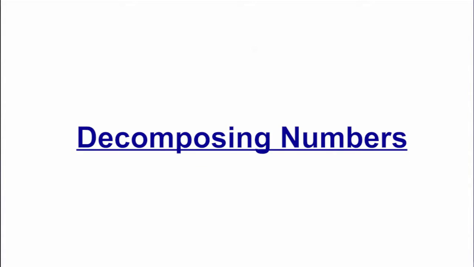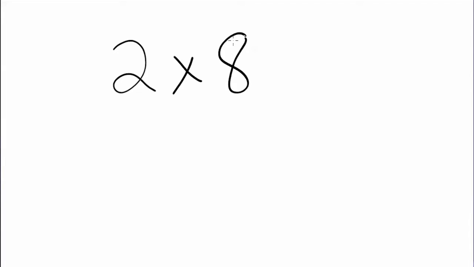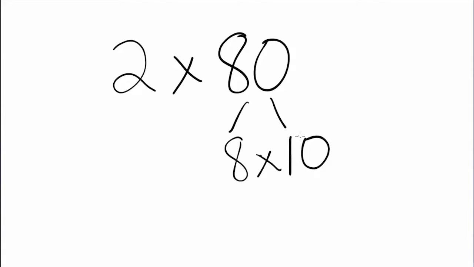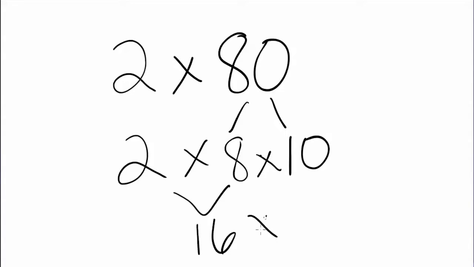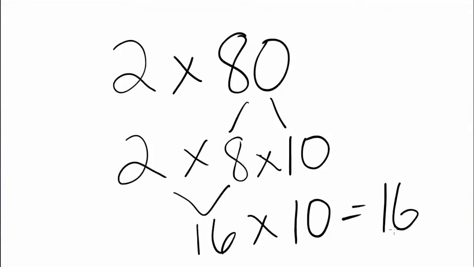Another way to model this pictorially is by decomposing the numbers. If we work with the same problem of 2 times 80 that we were working with using the rods and bases, we can see that you can decompose the multiple of 10 to 8 times 10. Looking at that, you can pull all of the numbers down to see that 2 times 8 equals 16, and 16 times 10 equals 160.